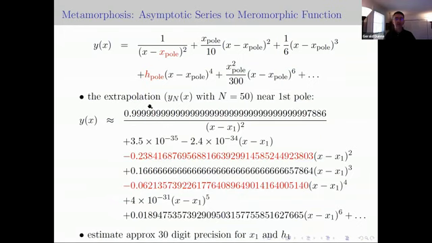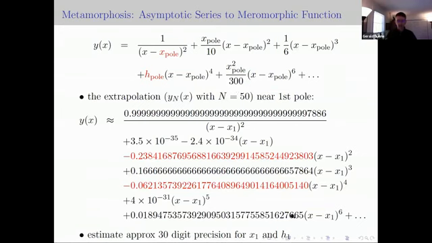This coefficient is 1. The next coefficient is 0. The next coefficient is 0. The next coefficient is this location divided by 10. The next coefficient is 1/6. The next coefficient is this extra variable. The next coefficient is 0. The next coefficient is this pole location squared over 300.